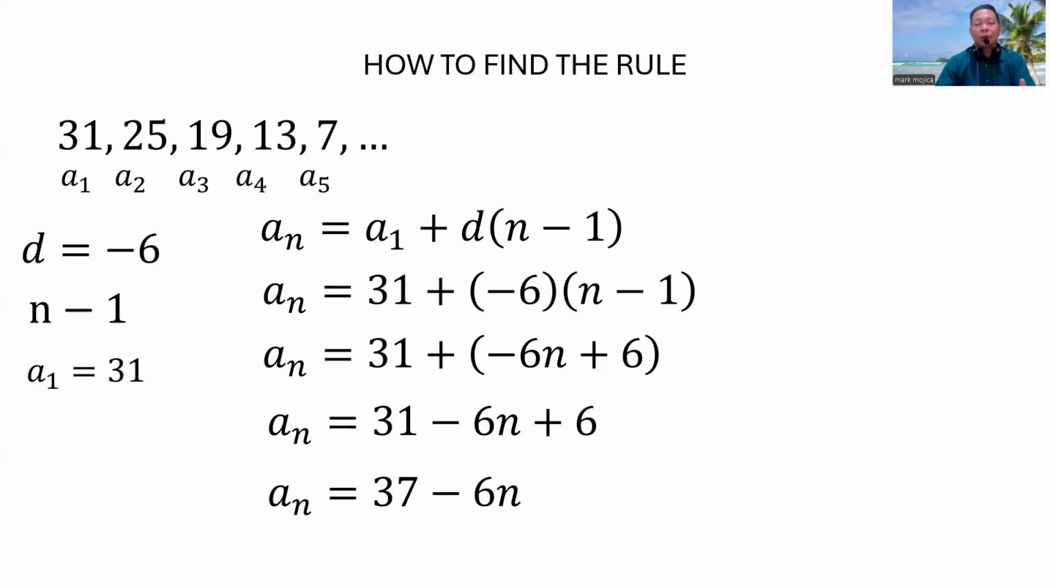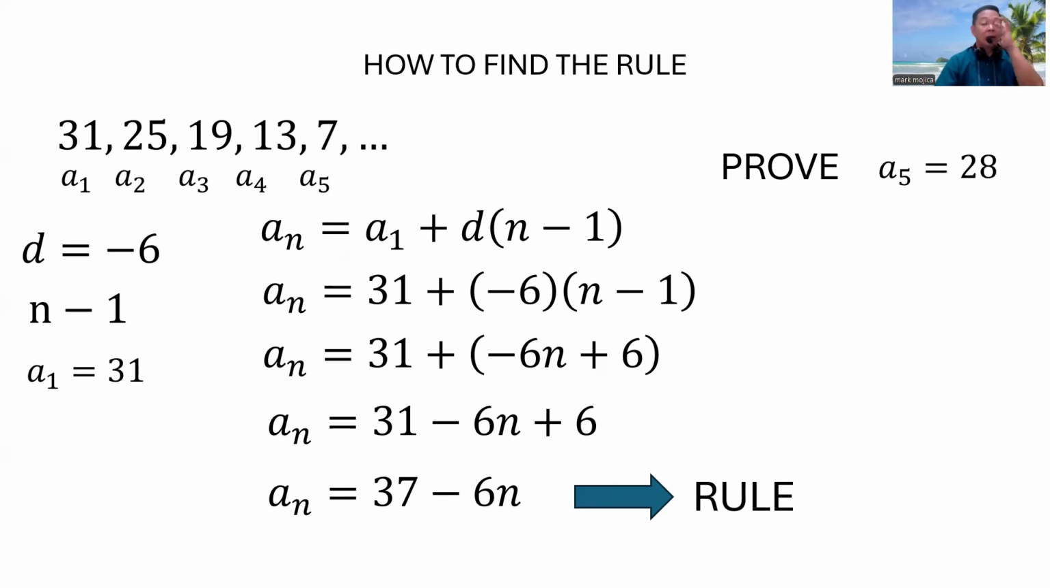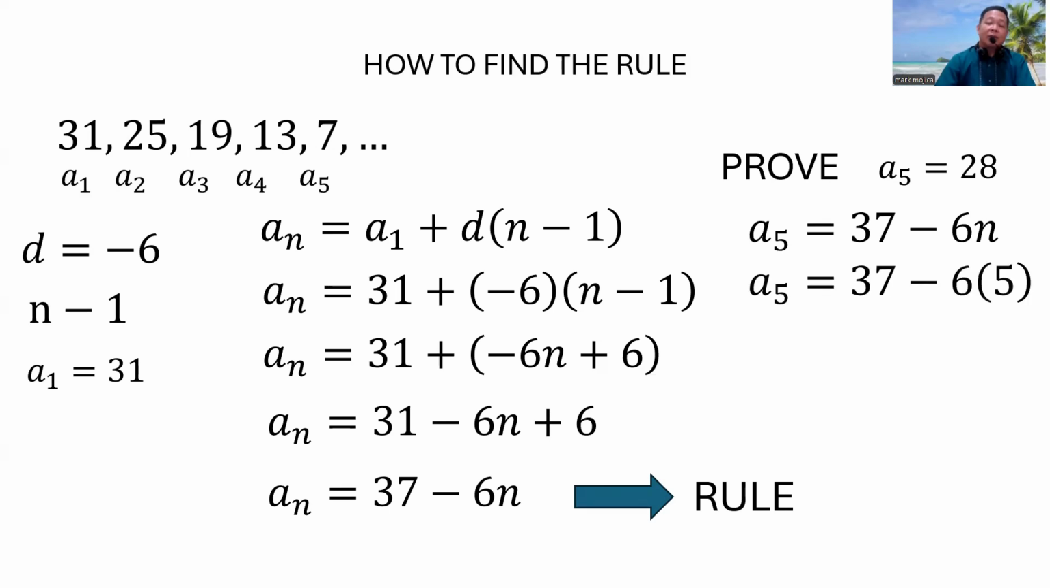Just like I told you, we have to prove whether this is the proper n term. By simply proving the rule na meron tayo by simply proving that a sub 5 is equal to 7. So how are we going to find out? So a sub 5 is equal to 37 minus 6n, where n is equal to 5. So that is 37 minus 30 because 6 times 5 is 30.